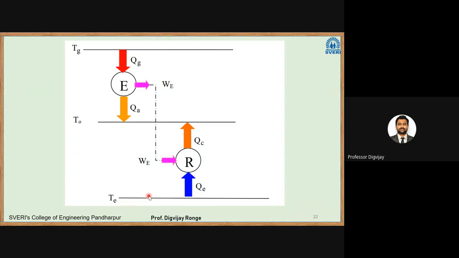Okay, so you consider these two equations. Okay, so we can simplify this derivation into this diagram. Okay, so we can assume that there are three temperatures we are dealing with. First is TG, which is the highest temperature. In the middle we have TO, and the lowest temperature we have is TE. Okay. Now watch closely.